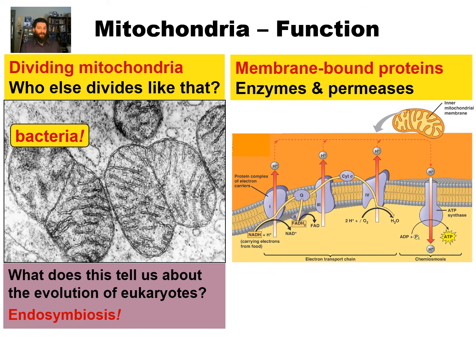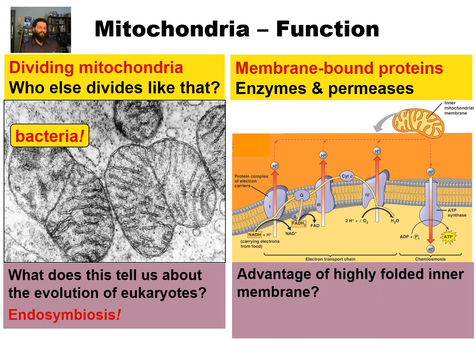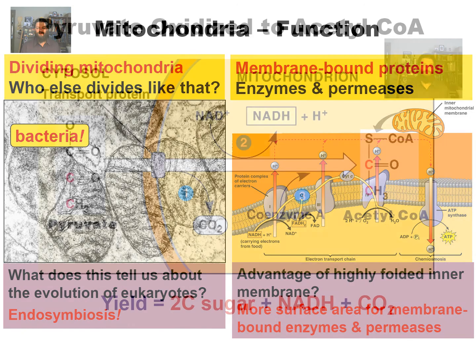So in there that allows the mitochondrion to do its job are these membrane-bound proteins, these enzymes and permeases that are going to make up an important part of the electron transport chain, which we're going to get to in the next video. But right here, we can mention that having that highly folded inner membrane is going to allow for more inner membrane, hence more of these membrane-bound enzymes and permeases and proteins to do the job of electron transport that we're going to talk about, like I said, in the next.